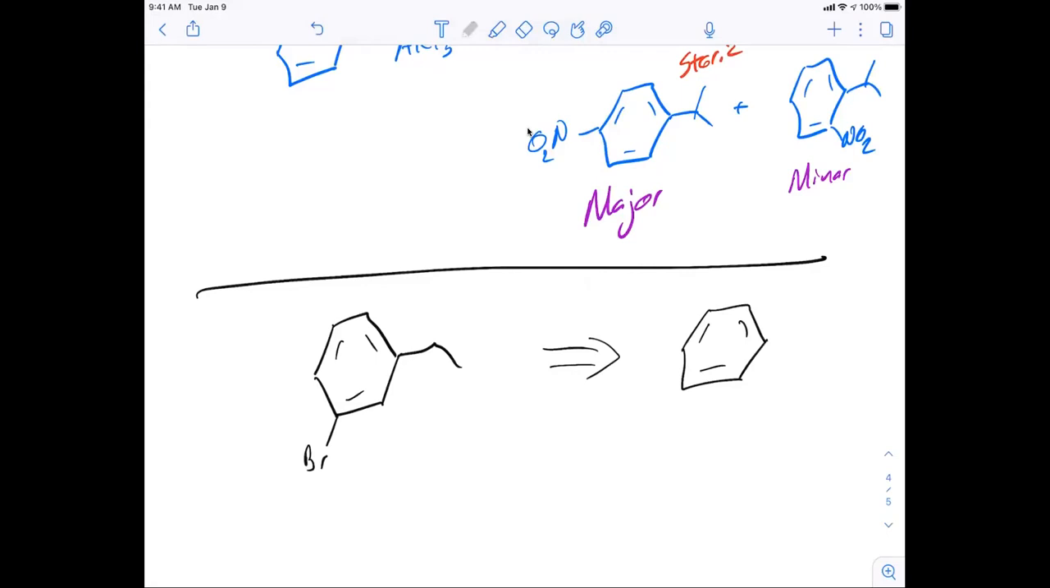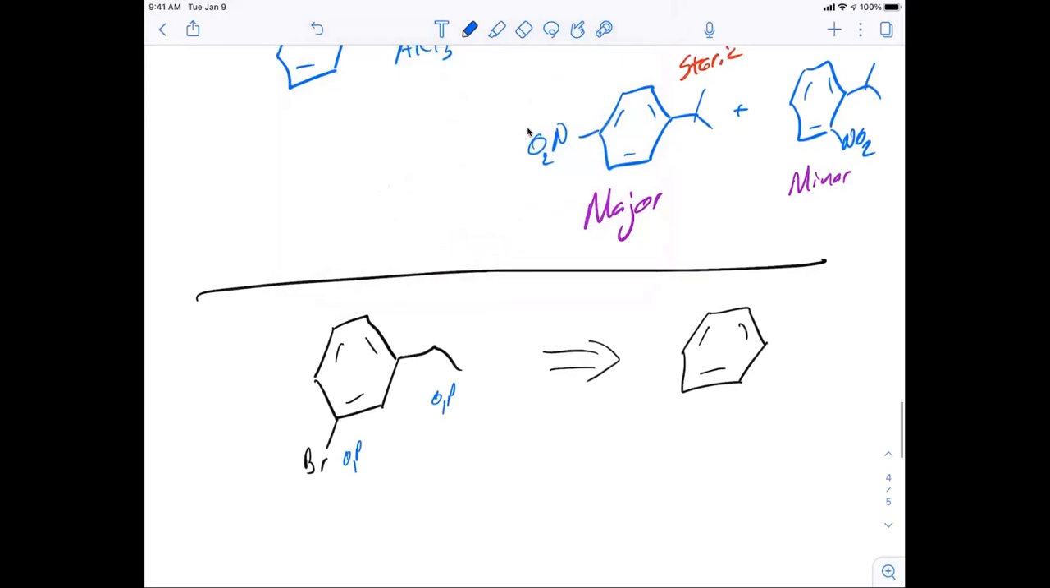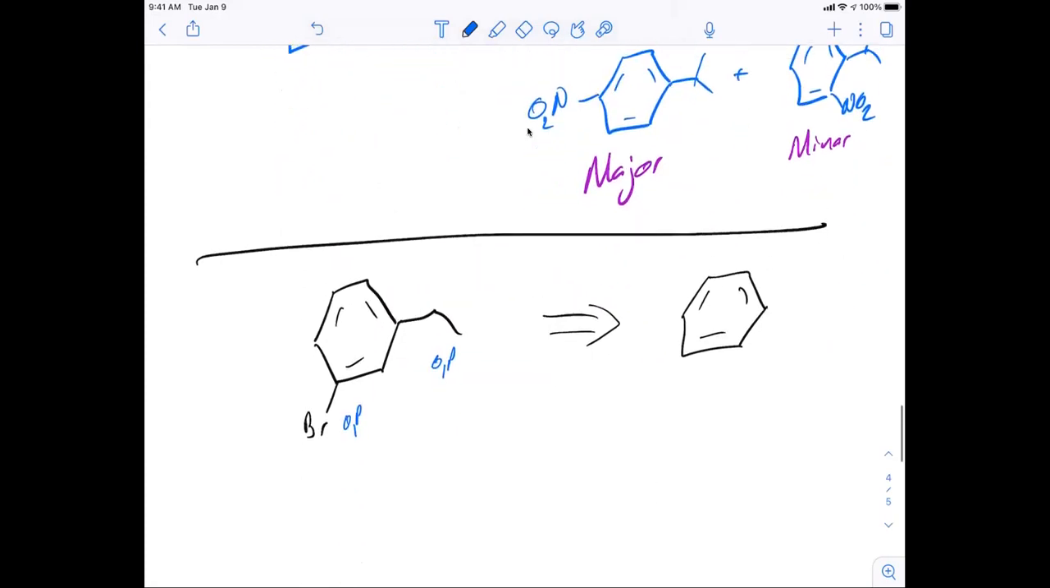Okay, so here, if we look at this one, the alkyl group is going to be what? It's going to be an ortho-para director, right? Moderate activator. The bromine is going to be an ortho-para director and a weak deactivator. Okay, but what's the problem here? The arrangement's meta. So how do we add these two groups meta? Well, do we have to add the alkyl group as an alkyl group? Could we add it as something else and then turn it into the alkyl group?